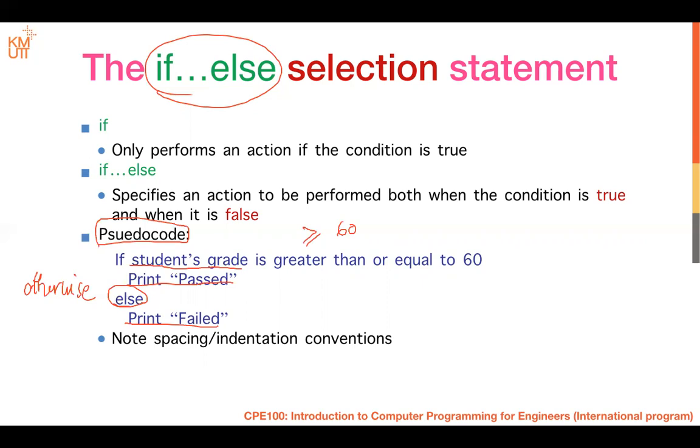So, it is noted that spacing and indentation is a convention. In this book, we use three blank characters. Okay. So this is the way that we write the pseudocode for the if else statement, right? We use indentation in order to show that this statement is executed when the if condition is true, and the else statement here will be executed when the if condition is false.